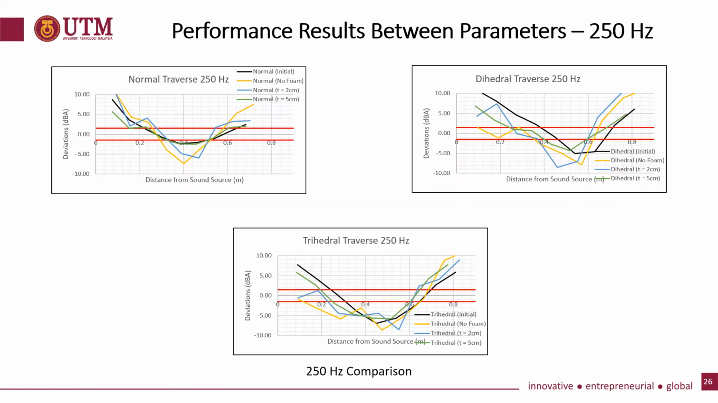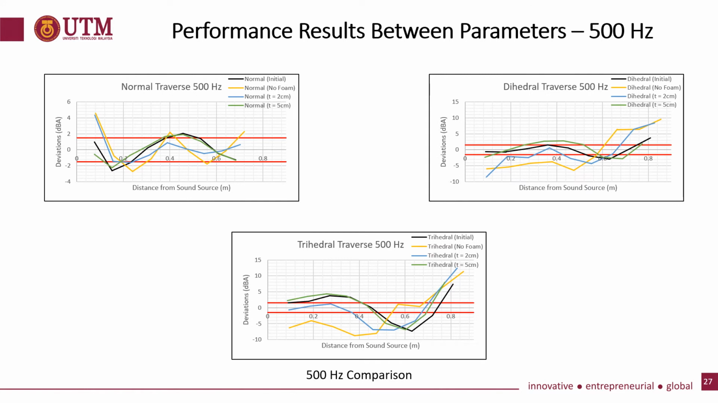These are the performance results between parameters at 250 Hz. As you can see here, on the normal traverse, the free field decays of all 4 parameters are not within the tolerance limit, which is plus minus 1.5 decibels. The same results are shown for the other 2 traverses, which are the dihedral and the trihedral path. These results are due to the acoustic foam's inability to absorb the noise at 250 Hz. At this frequency, the power of the noise is higher, which causes the foams to be unable to absorb the noise efficiently, and some of the noise reflects back from the chamber's wall.